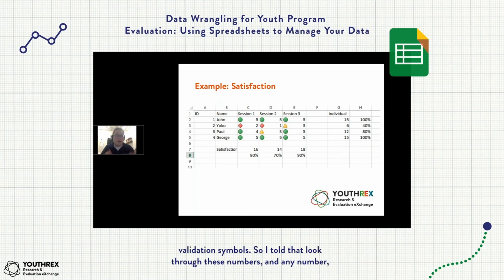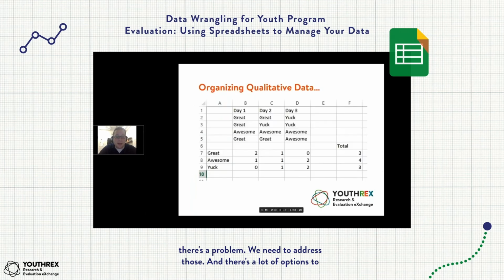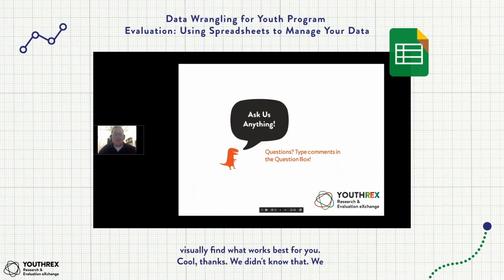So I told it, look through these numbers, and any number that's a 5 or a 4, give it a green. Any number that's a 3, give it a yellow, and any number that's below 3, give it a red. Right? So this is just a really quick way, and it happens automatically to put those through, and it's under view data validation. So if you set this up across hundreds of fields, as soon as you type your numbers in, it'll pop up and say, there's a problem, we need to address this. And there's a lot of options to visually find what works best for you.